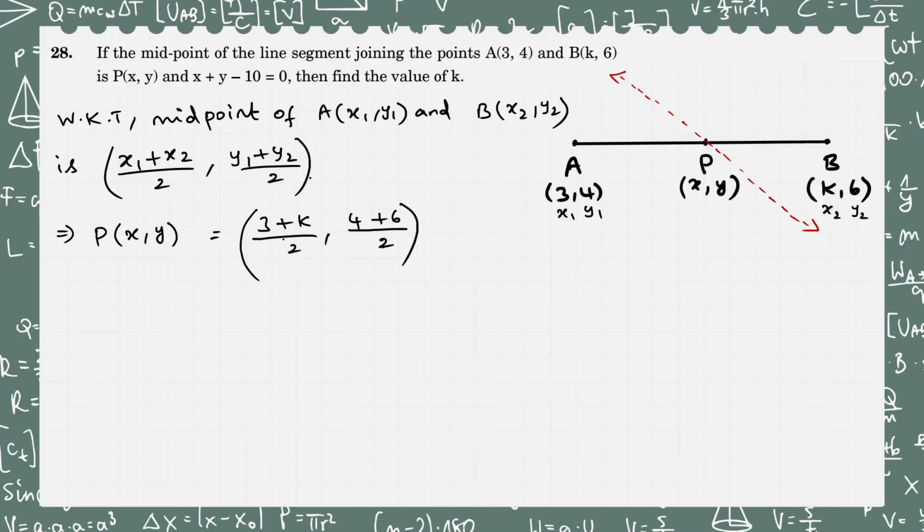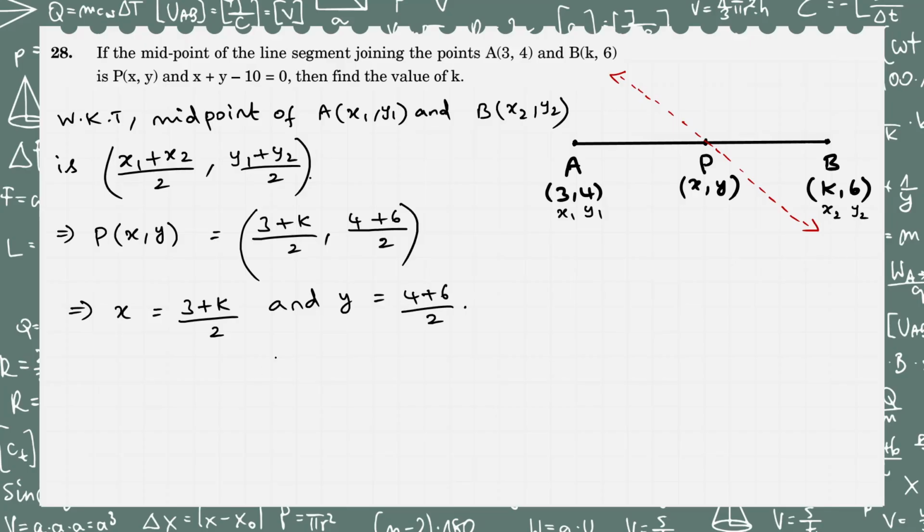Now, what do you mean by one ordered pair equal to another ordered pair? When will this happen? When the corresponding entries are equal to each other. I mean the first entry and the other first entry both should be equal to each other, and vice versa, right? So that implies x is supposed to be equal to 3 plus k by 2 and y is supposed to be equal to 4 plus 6 by 2.